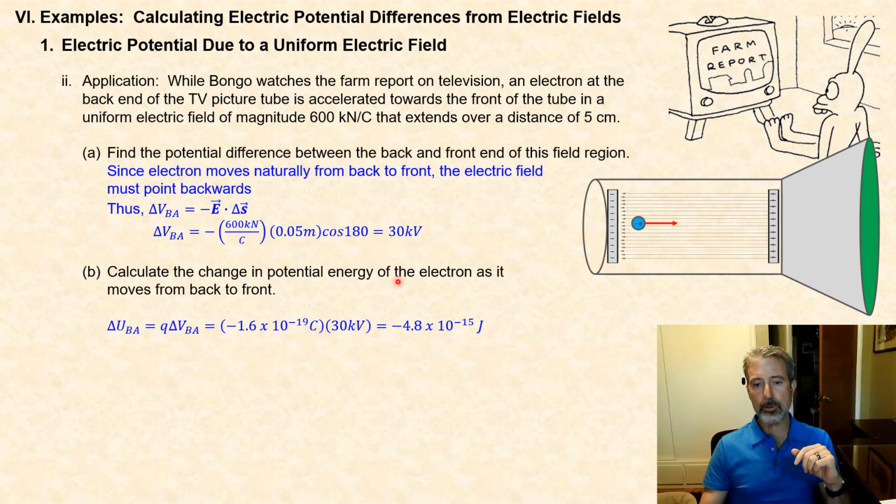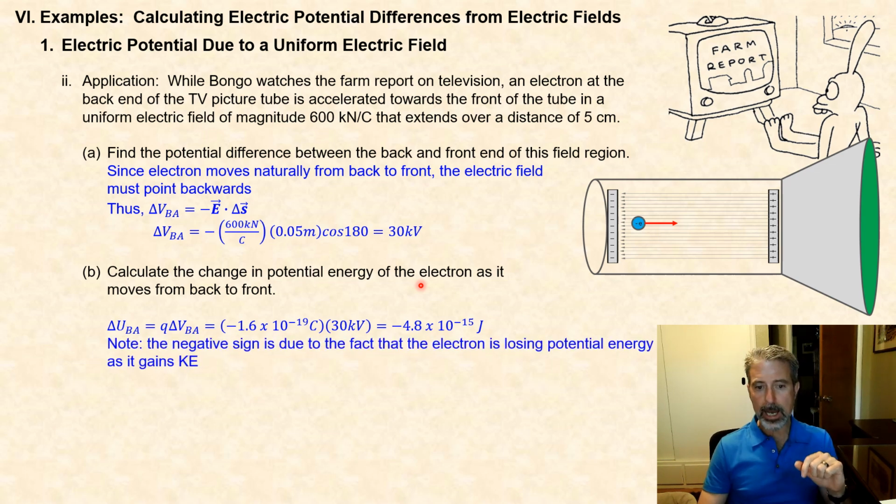We know the potential difference of 30 kilovolts. We convert that to volts. We come up with a change in electric potential energy of negative 4.8 times 10 to the minus 15 joules. So you can see why the electron volt is a much more user-friendly unit when you're talking about individual charges. Notice here that the sign is negative, and that negative sign tells you that the electron is losing potential energy as it is gaining kinetic energy, as its speed is increasing.